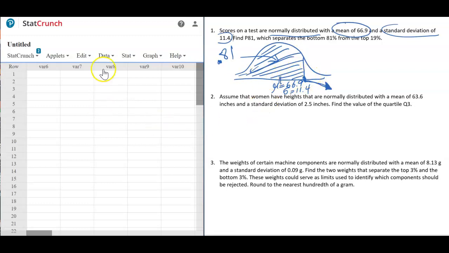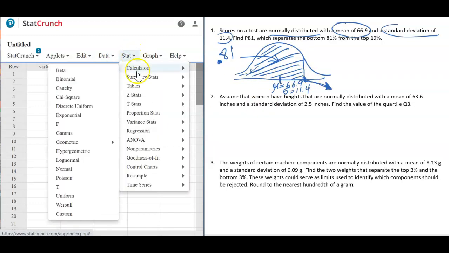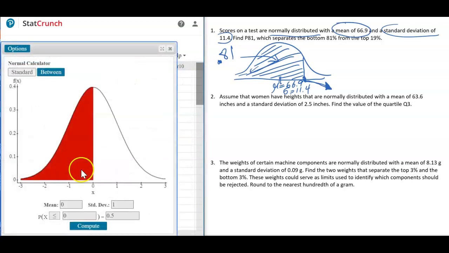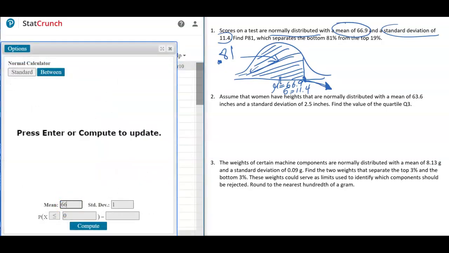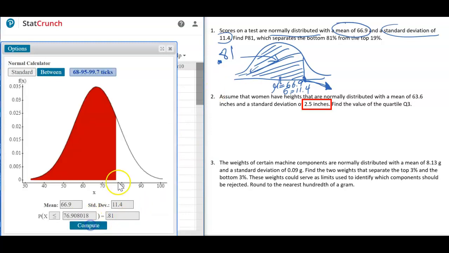Let's use StatCrunch first. Go to Stat, Calculators, Normal, adjust the mean to 66.9, standard deviation 11.4. The direction of distribution is to the left. Leave this space empty because that's the score that we're looking for. The area to the left is 0.81. The score that separates 81% from 19% is 76.9.